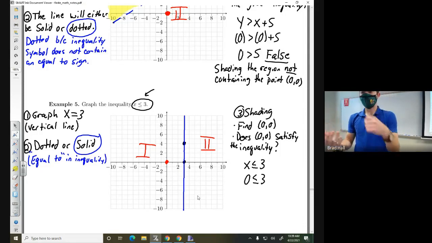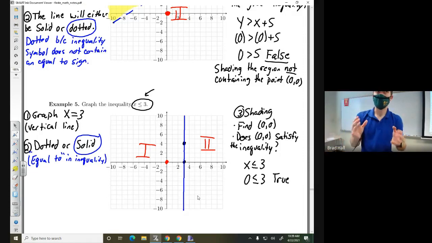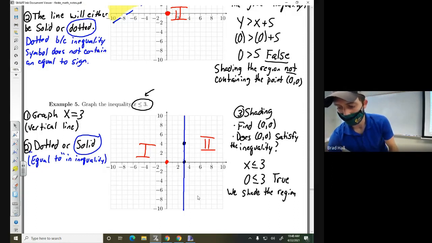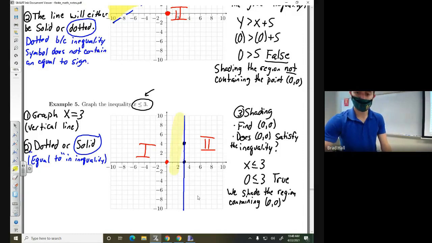But we can plug in 0 for x, and we get a true statement, because 0 is less than or equal to 3. This is true. So what this tells us, since we have a true statement, is we shade the region containing the point we just tested, (0, 0), which means we shade the left side, because that's where that point is.